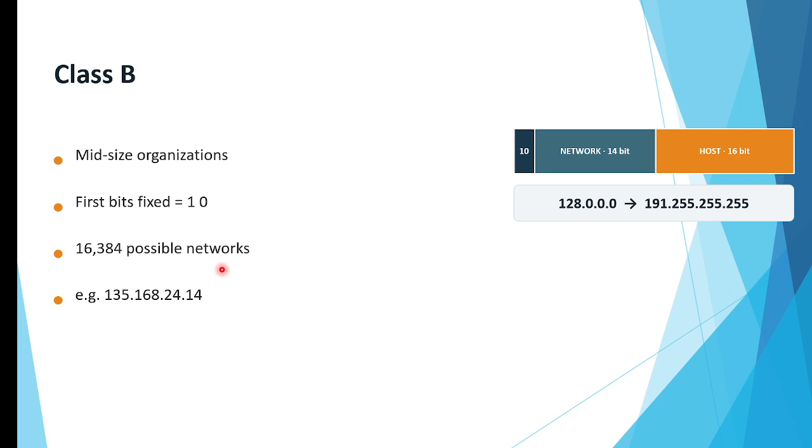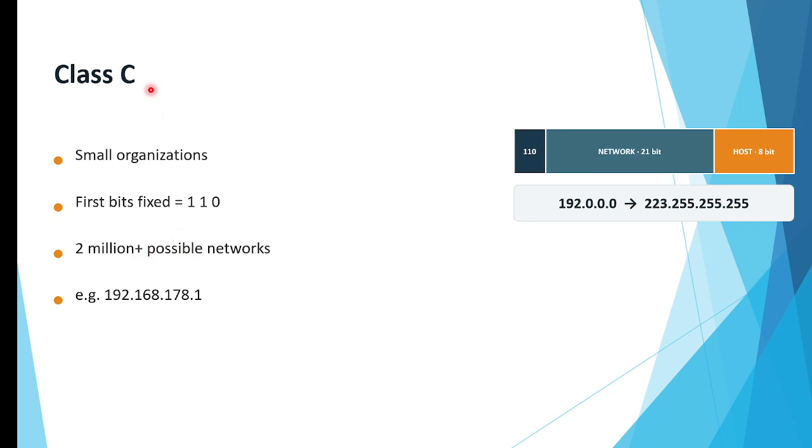So next one is the Class B address. Class B addresses were designed for mid-size organization. The first two bits are fixed as 10. Remaining 14 bits are used for the network ID. 2 bytes are used for host ID. So here class B addresses give 16,384 possible networks.